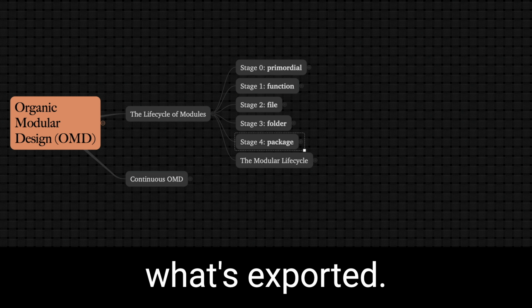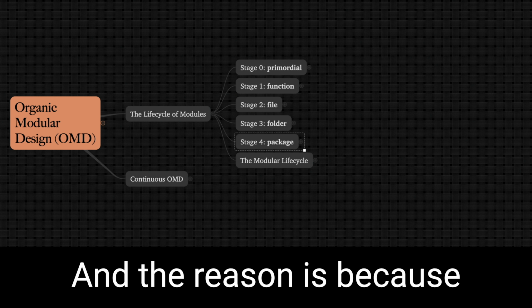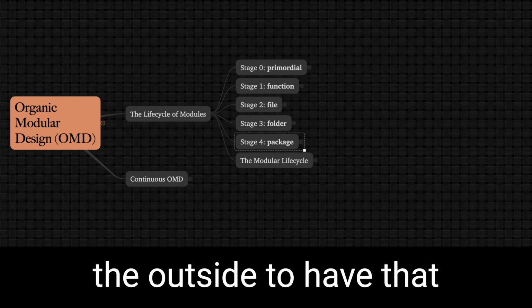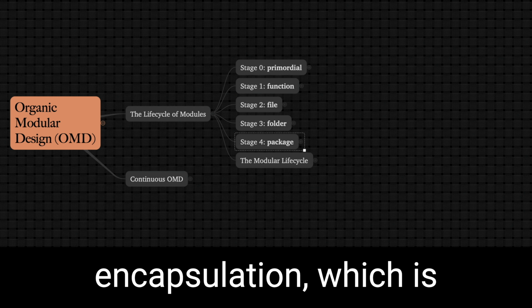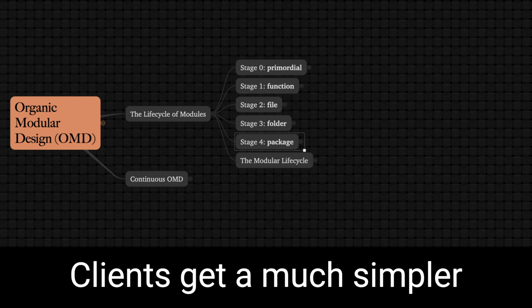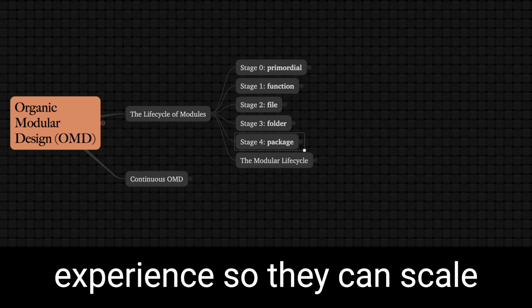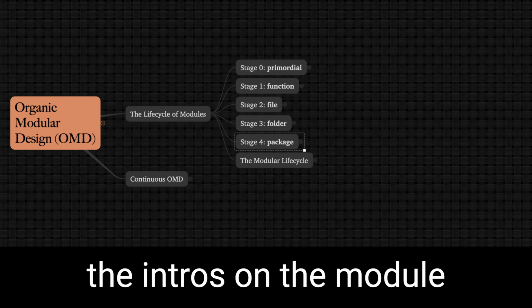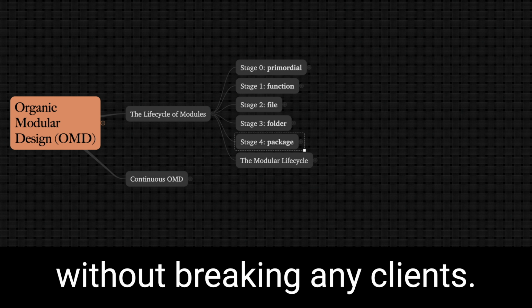Only access what's exported. The reason is that you need to have that hard line between the inside and the outside to have that encapsulation, which is what gives the clients a much simpler experience so that they can scale further without having to deal with more complexity, and it allows you to work on the internals of the module without breaking any clients.